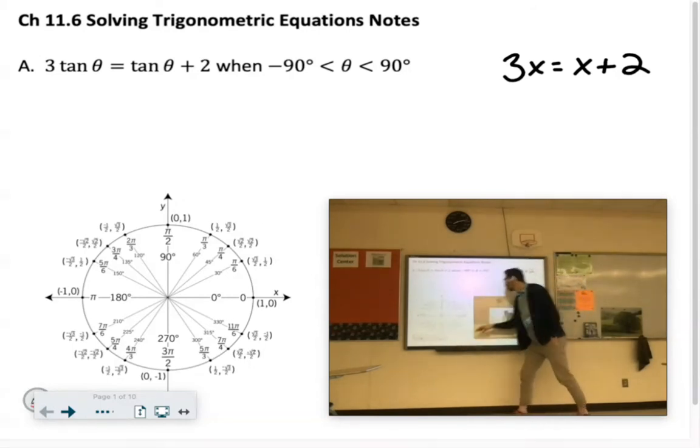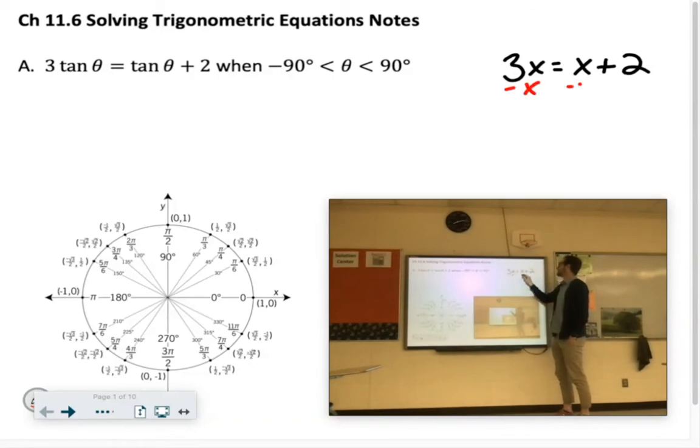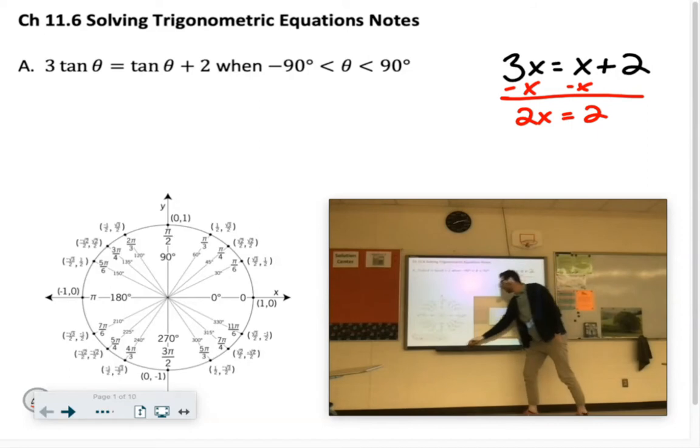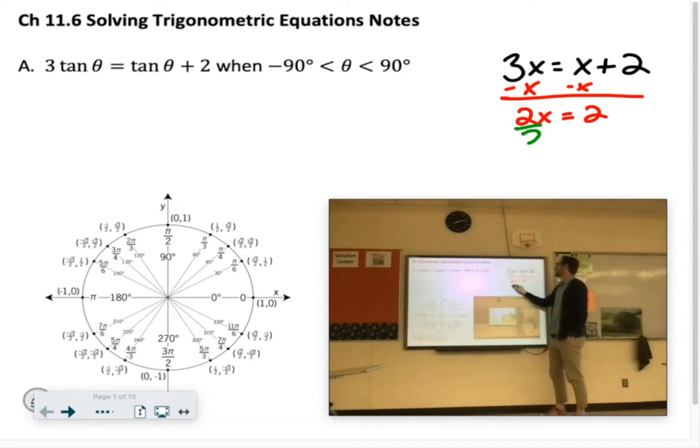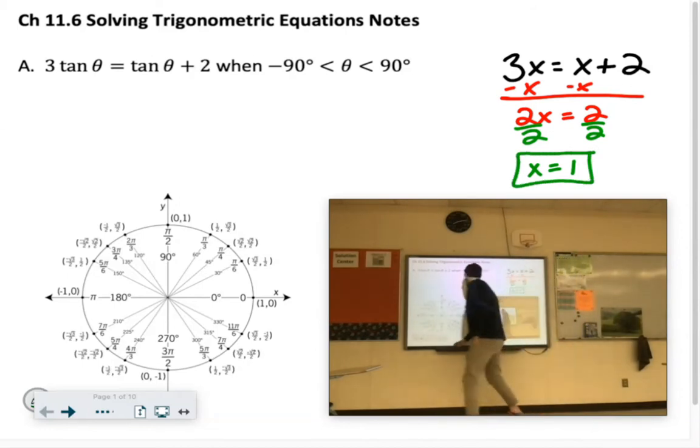And it's the same steps. So first, you would subtract the x, which would give you 2x equals 2. And then you would divide by the 2, which would leave you with x equals 1. And that would be it if the equation was this. But we have a little more to do on top of that. But it's the same steps.